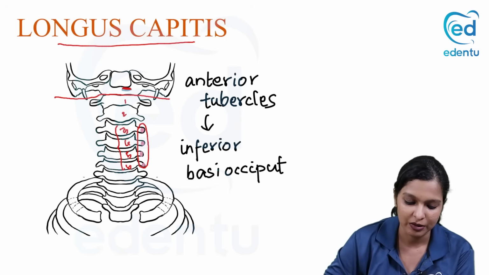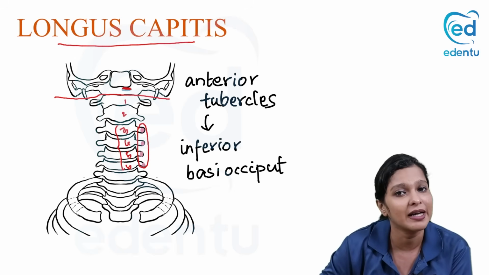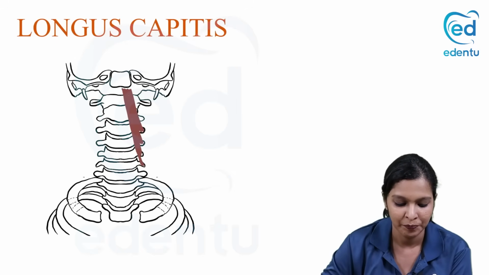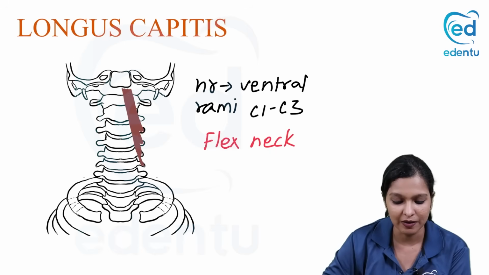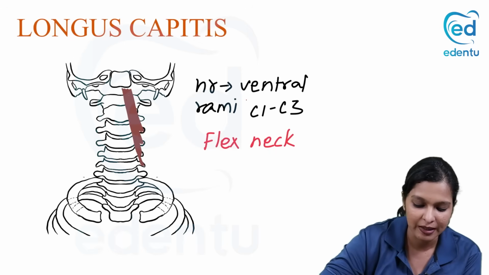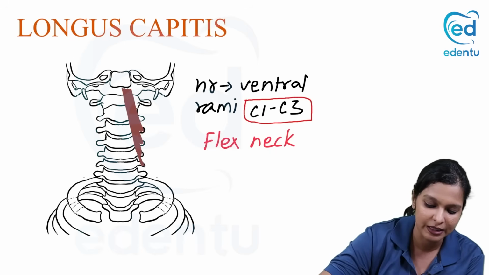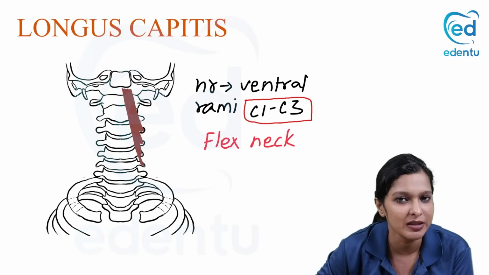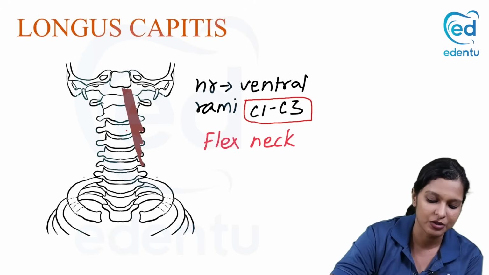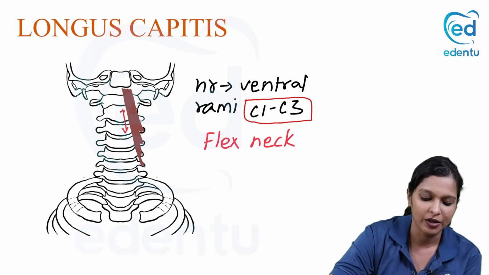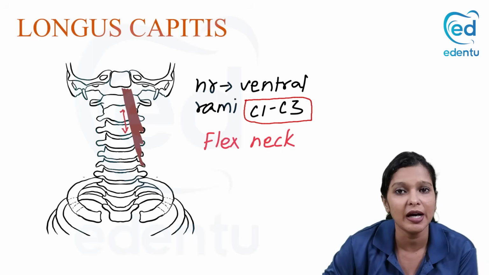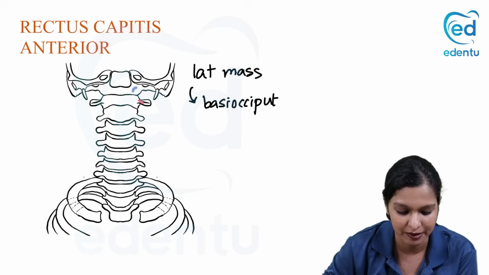So this is about the origin and insertion of the second muscle in the prevertebral region, that is longus capitis. This is how the muscle looks. Again, the nerve supply is the ventral rami of C1, C2 and C3. As for action, because it is situated in the front, when it contracts, it will cause flexion of the neck. So that is about the action of longus capitis.